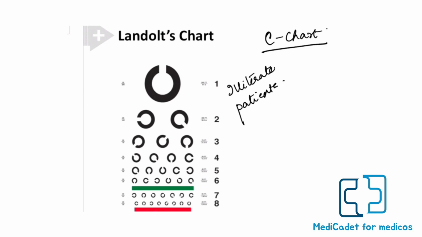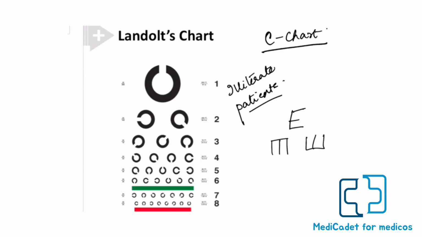A variant of the C chart is present, which is called the E chart, where instead of the C we have an E like this. In the same way, the patient has to tell us in what direction the E is pointing, whether it is pointing up, to the side, or down. That is also used for illiterate patients. So you can have the Landolt C chart or a variant, the E chart.